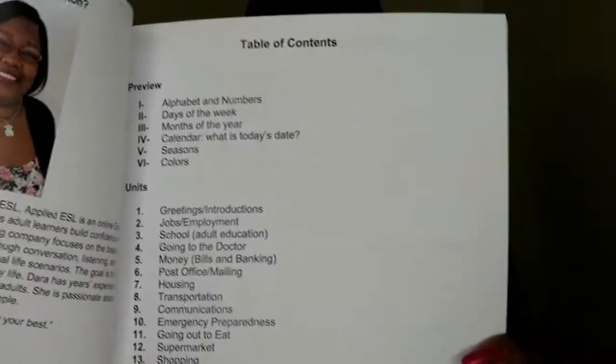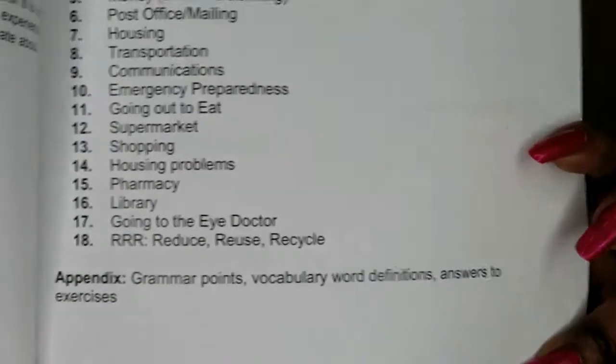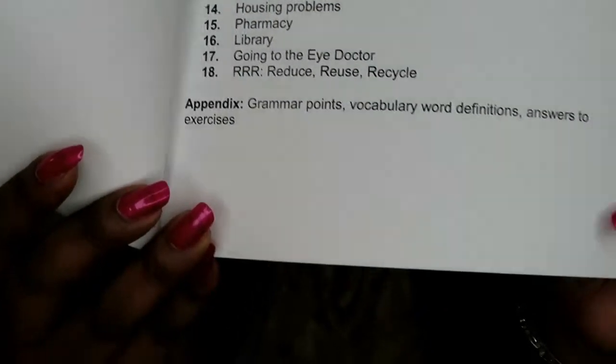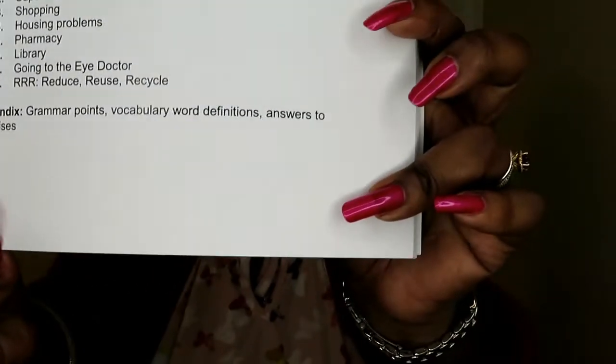These are the topics that will be covered in this workbook. And at the very bottom, you're going to see the appendix. This just means that in the back of the book, these are the answers to all the exercises in this book, definitions to all vocabulary words, as well as grammar points.